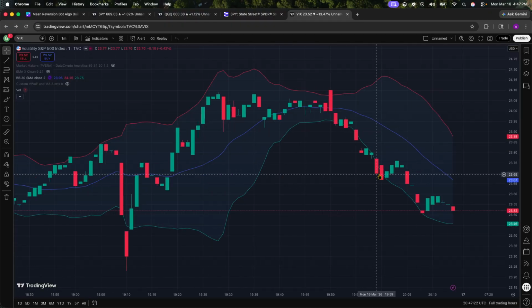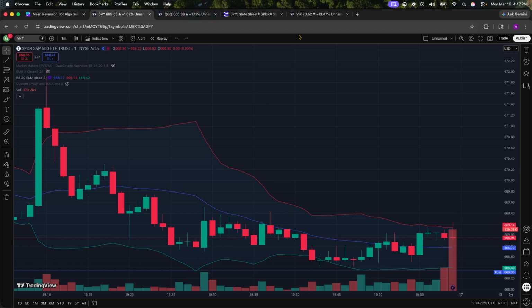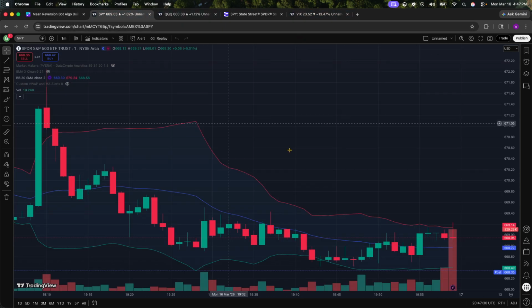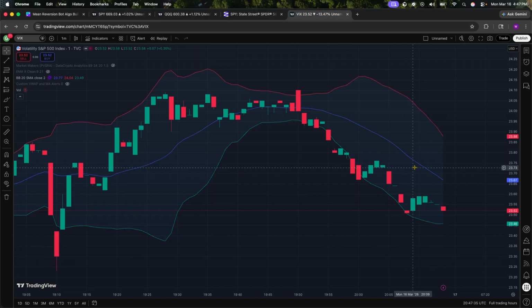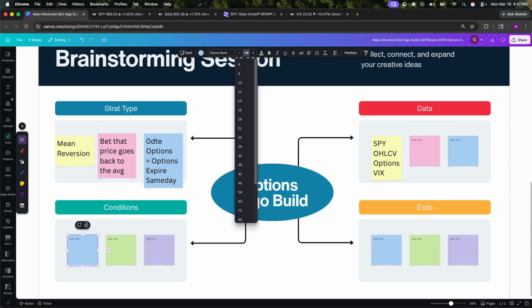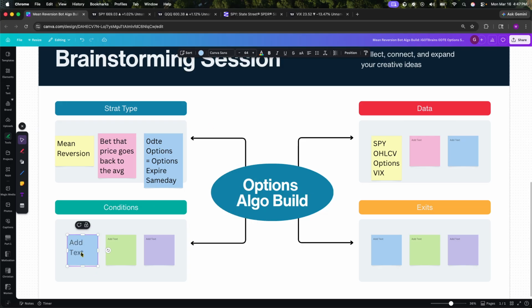VIX is the volatility index. VIX and SPY have an inverse relationship. What does that mean? Whenever you see VIX popping, you're going to see SPY dropping. Whenever you see SPY popping, you're going to see VIX dropping. Now, sometimes the relationship can move together, but normally there is that inverse relationship. So I'm using VIX. I talked about the conditions, but I'm going to delve more into this. We'll talk more in code.